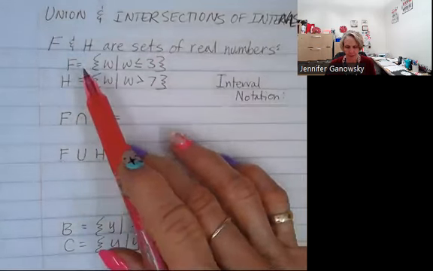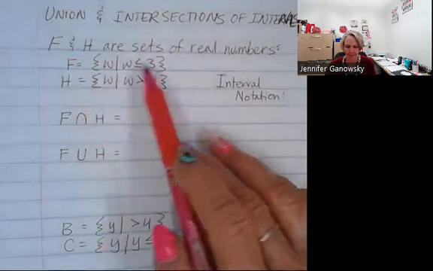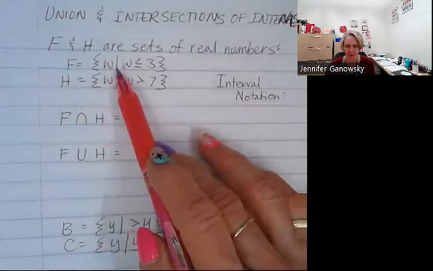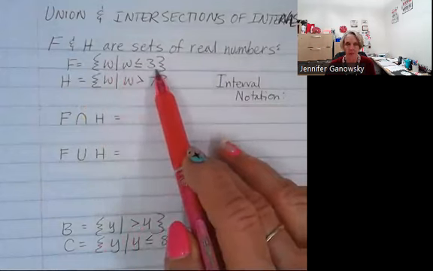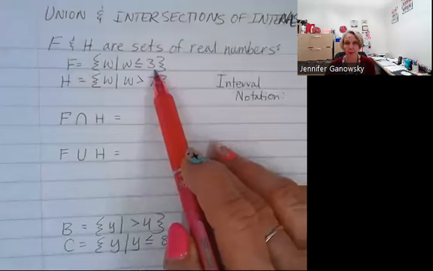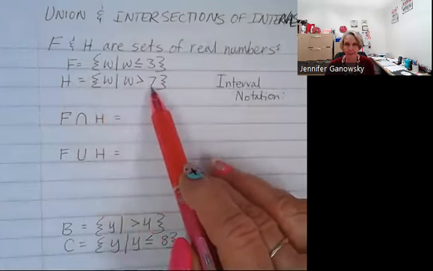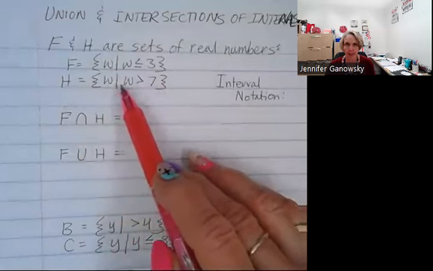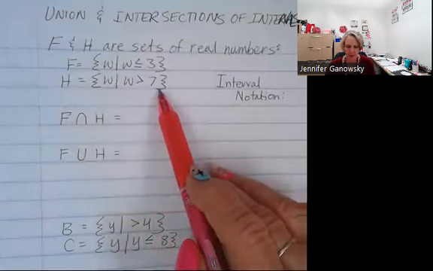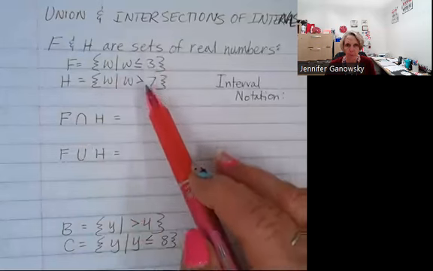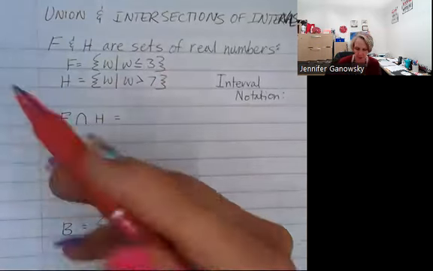So this first set of numbers is called F, and this is set notation here, and this means w such that w is less than or equal to 3. So it's basically saying all the numbers that are less than or equal to 3. And set H is all the numbers that are greater than 7, w such that w is greater than 7. So what we want for the intersection is just numbers that work for both of these. This is called the intersection.